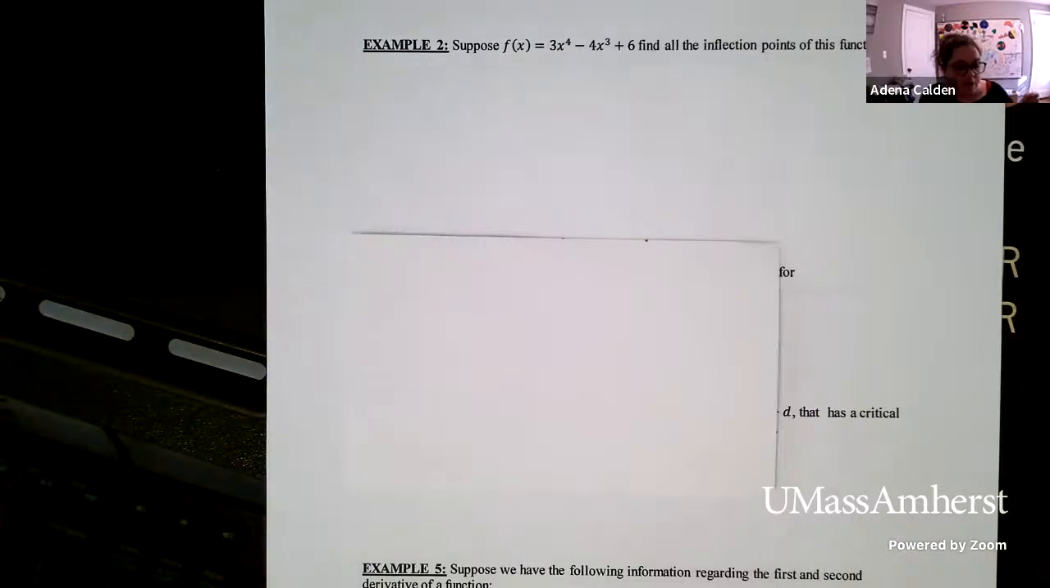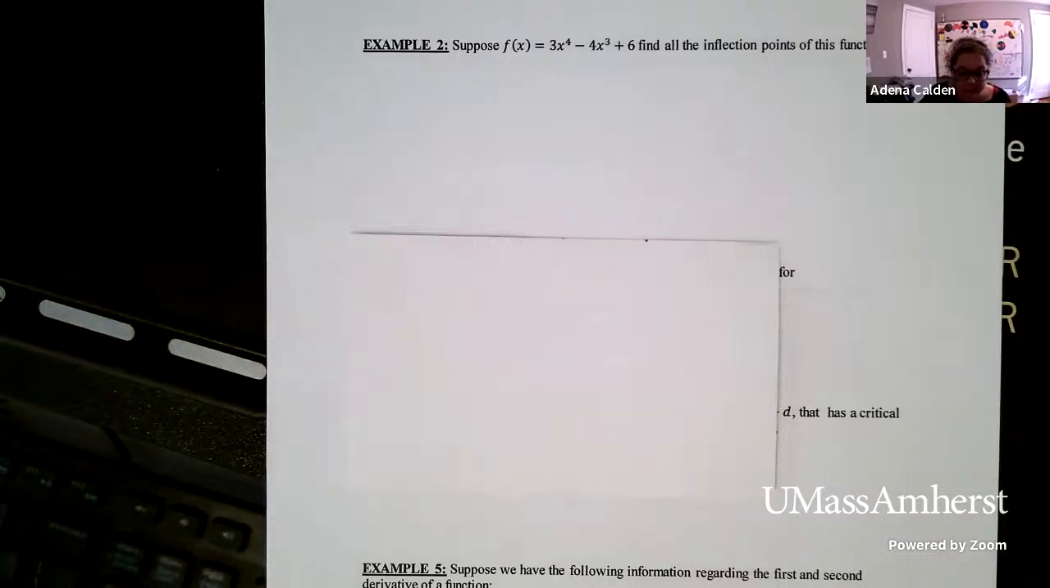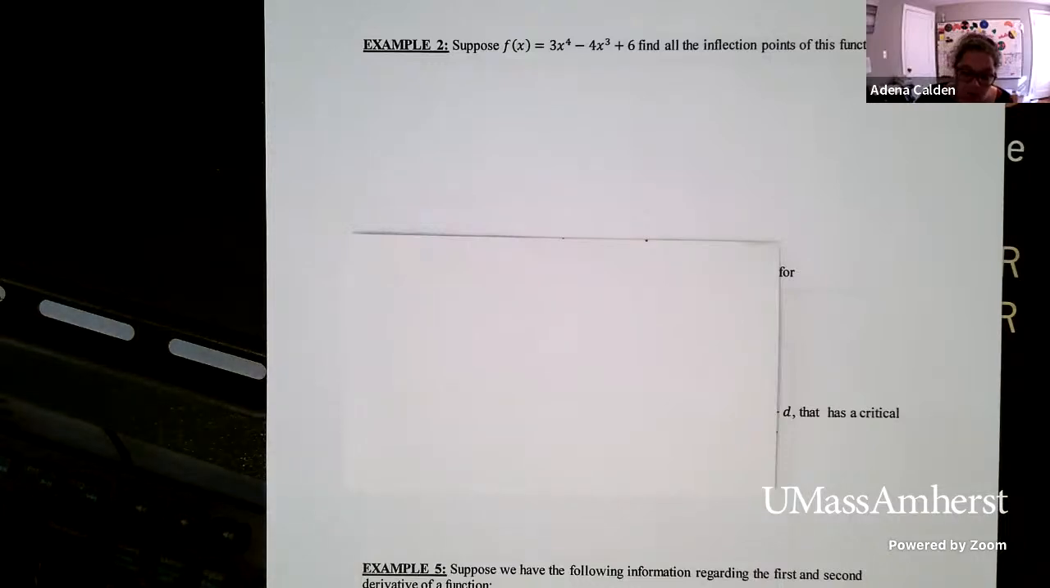Once you have your second derivative, we want to know when does that equal 0. You will have to do a little factoring on the second derivative. And then once you have that, we want to test to make sure that we are actually changing signs around our inflection point, or our possible inflection point.